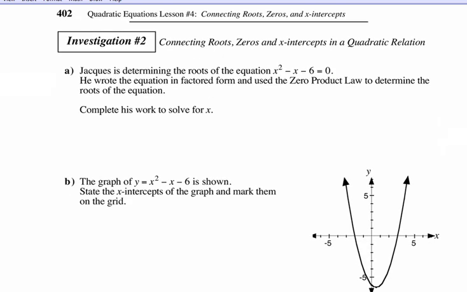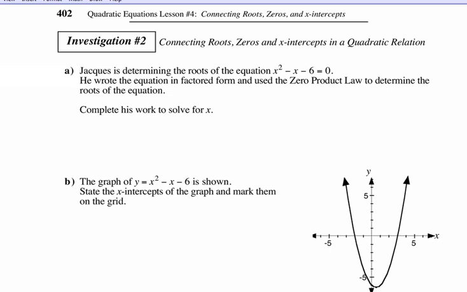Nope. Okay. Jax is determining the roots of the equation. Jacques. Jacques? Jacques. Oh. We call him Jack. We call him Jack, okay? It's the English for like Cinderella. Okay, okay. Order in the court.